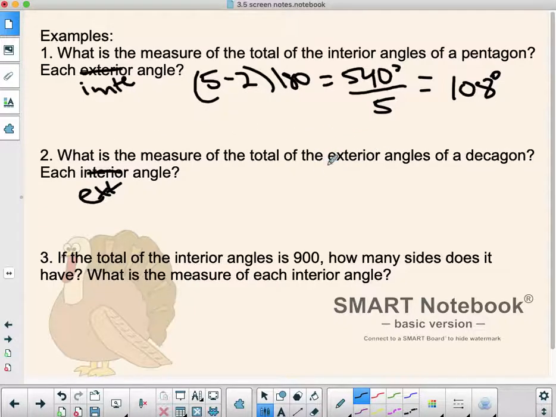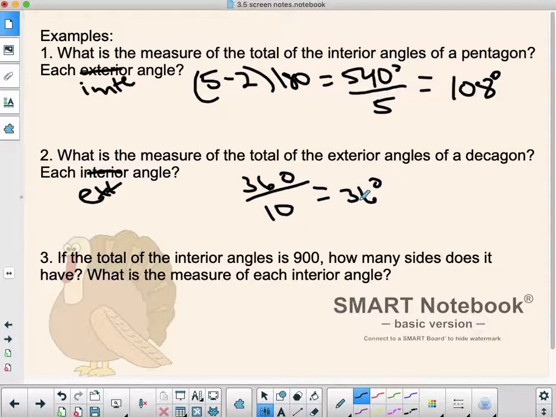If it's talking about exterior angles, those are a little bit easier because it doesn't matter how many sides it has. We know that the total of the exterior angles is always going to be 360. But if I want to know what each exterior angle is, if it's a regular decagon meaning it has 10 sides, I would divide by 10, and each exterior angle would be 36 degrees.